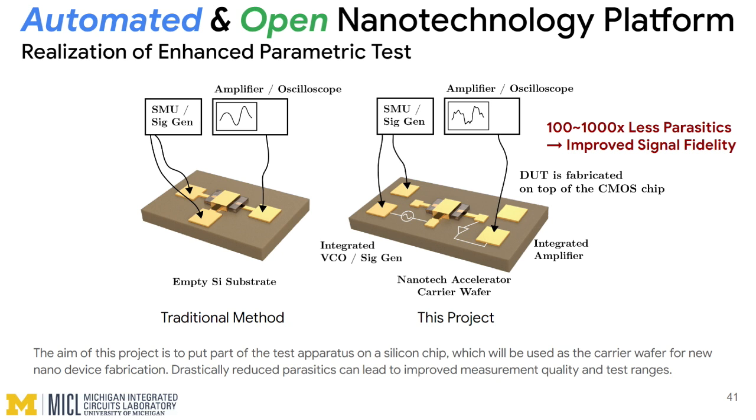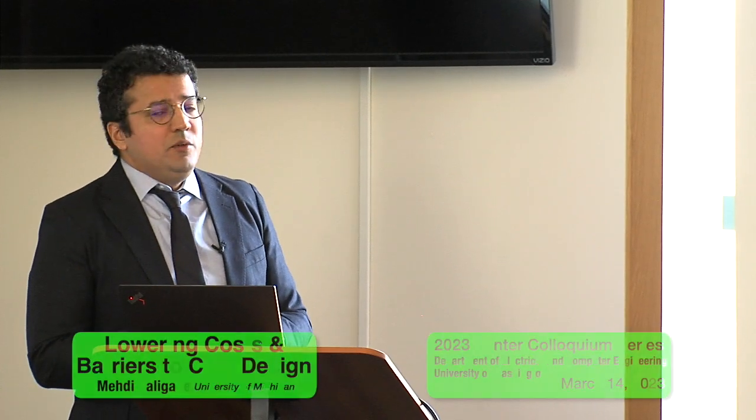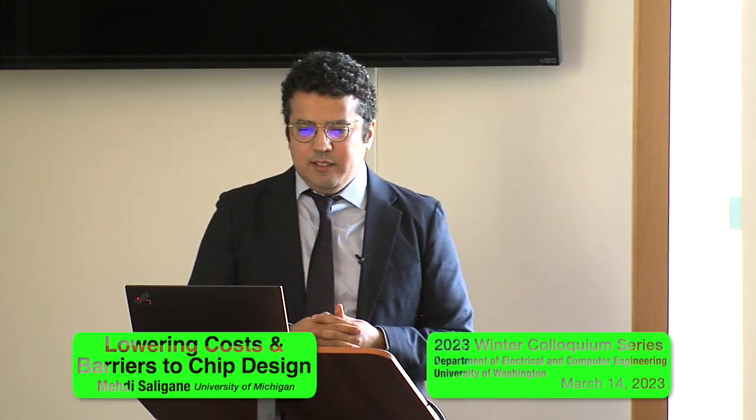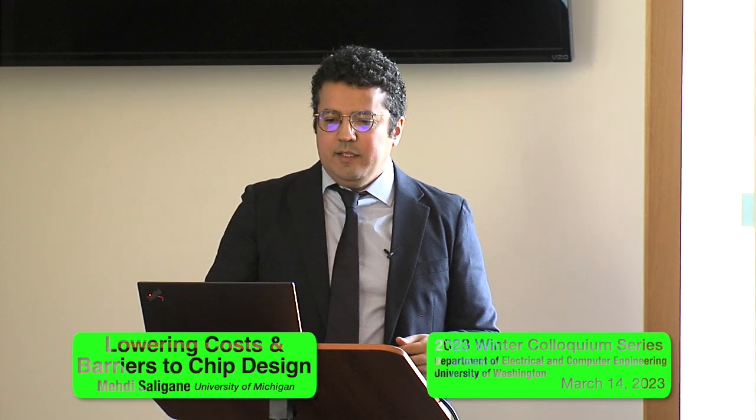So this is what it looks like in a more elaborated figure here. But basically, this is the traditional method where they had everything outside the chip. So that came up with a lot of limitations, like speed or how fast you characterize your device. What we're doing in this nanofabrication accelerator is integrating VCOs, signal generators, integrated amplifiers, and so on. And basically, that gets rid of 100 to 1,000. You have 100 to 1,000 times less parasitics, and you improve your signal fidelity here. So this is the idea.